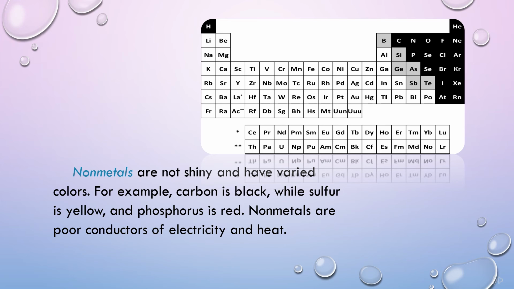Nonmetals are poor conductors of electricity and heat. They do not conduct electricity, and they conduct less heat. That is the reason why nonmetals are good insulators. When we say insulators, they restrict or stop the transfer of electrical energy and heat energy.